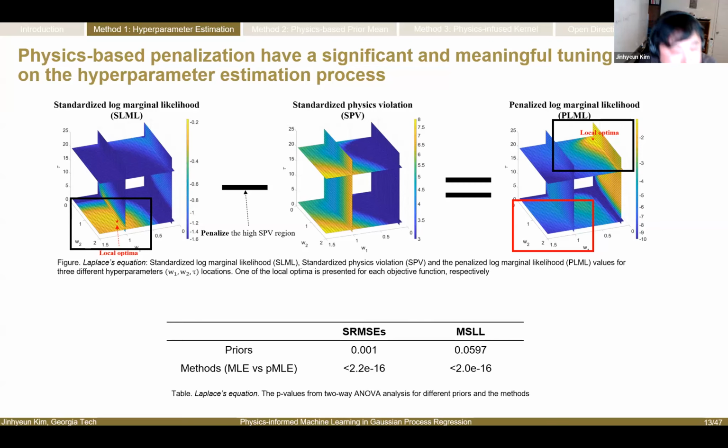We calculate the p-values from two-way ANOVA analysis, which quantifies the statistical significance of the two different factors. For example, whether prior impact the SRMSE or MSLL is significant or not. The lower p-value means that it is significant. So when you compare between MLE and PMLE function, it is shown that it has a significant impact for both prediction error and mean square log loss in this case.